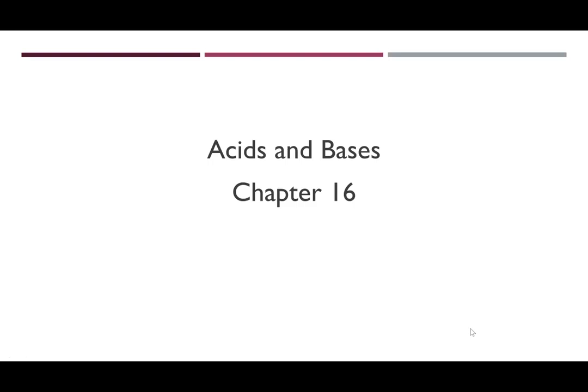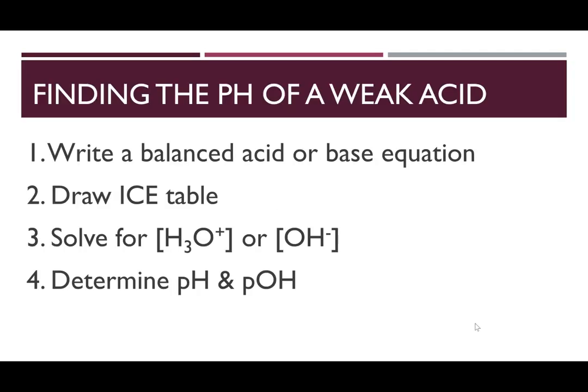What we're going to do in this video is work through another example of calculating the pH for a weak acid. Here again is just that quick reminder of the steps that we're going to take. Write a balanced equation, draw an ice table and a Ka value, solve for concentration, then determine pH.